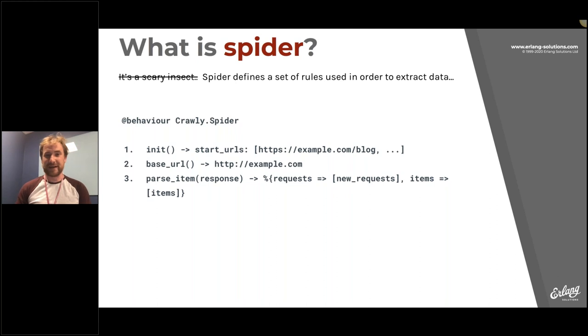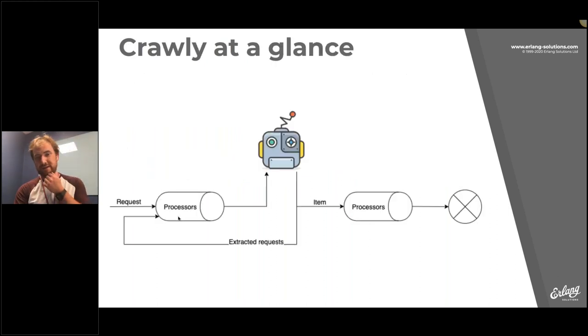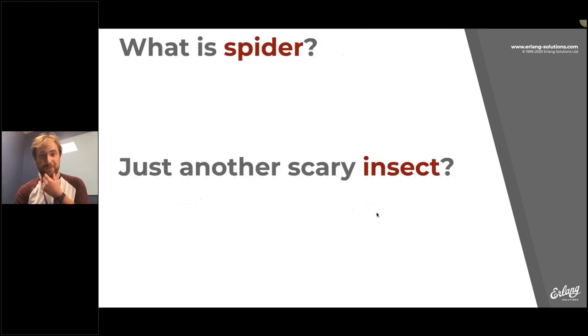And the first callback explains how to start the crawl, what is the starting point. So here I'm just showing that you need to start from this set of links. It sets base URL to restrict the crawl within a given domain. And also it defines parse_item which extracts the data out of the responses. And this one is supposed to return requests and items. Requests are going to the pipe here, and items are going to the second pipe.